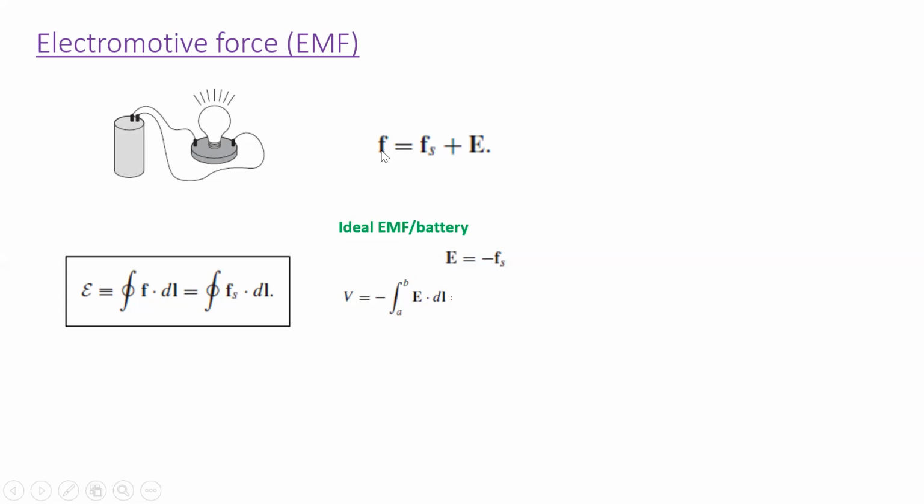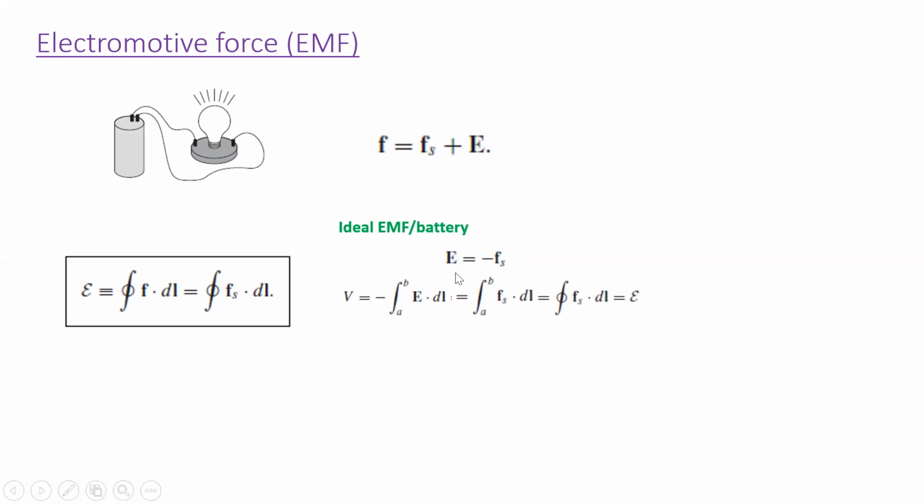So if that's the case, then within the battery, the net force per charge F would have to be equal to 0. But that means that this side has to be equal to 0, which implies that E is equal to minus Fs inside the battery, that is between terminal A and terminal B. So we can replace minus E with Fs, and we get that the voltage difference between the two terminals A and B is the integral from A to B of the force of the battery source dot dl.